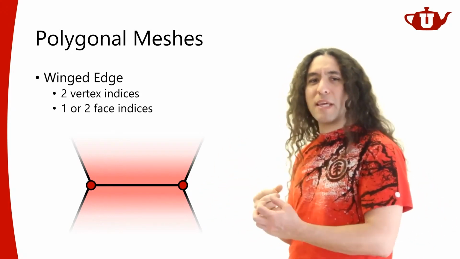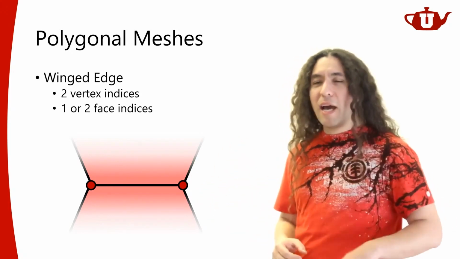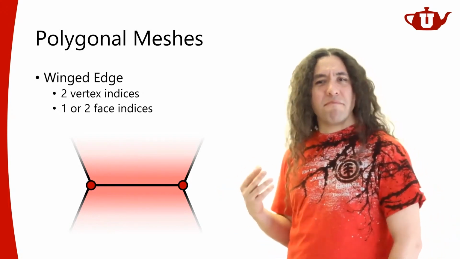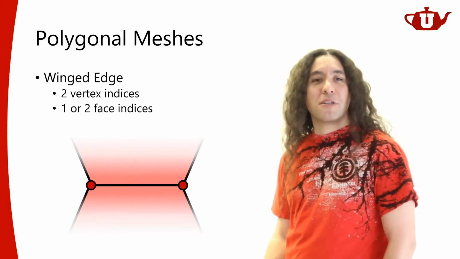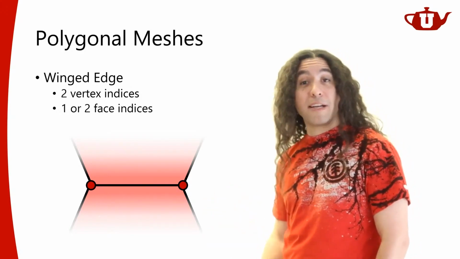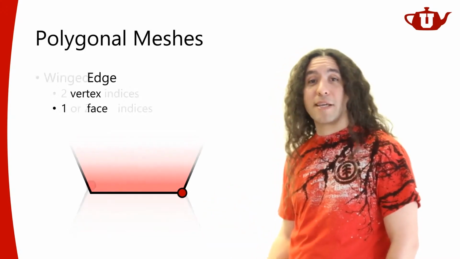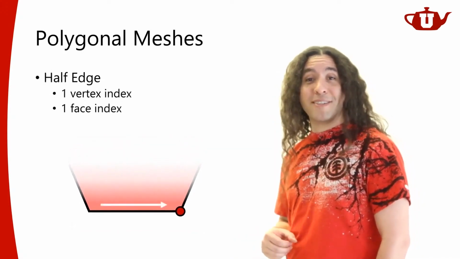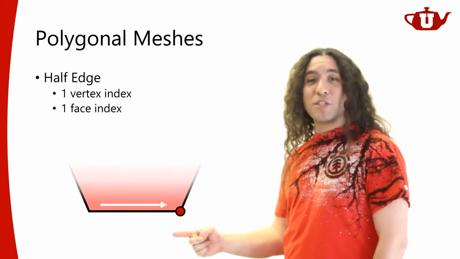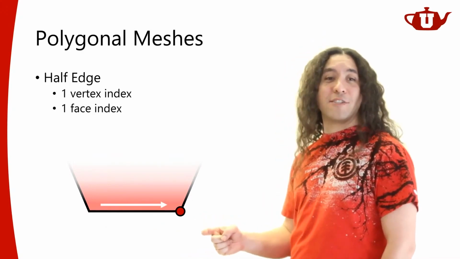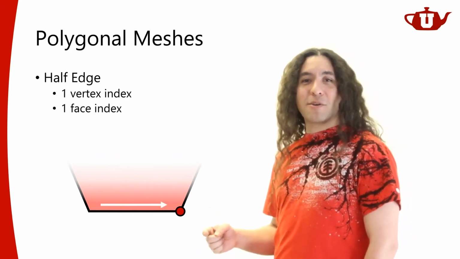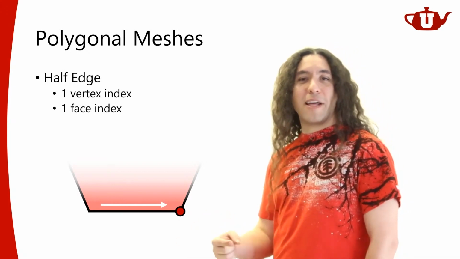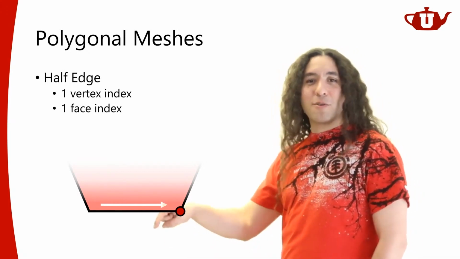I'm storing things multiple times, and for a lot of algorithms that may not be really necessary. There's a simpler equivalent edge structure that people like using. That is the half-edge structure. The half-edge structure would just store one half of the winged edge. So it's going to store one vertex and one face. It's not going to store the other edge.